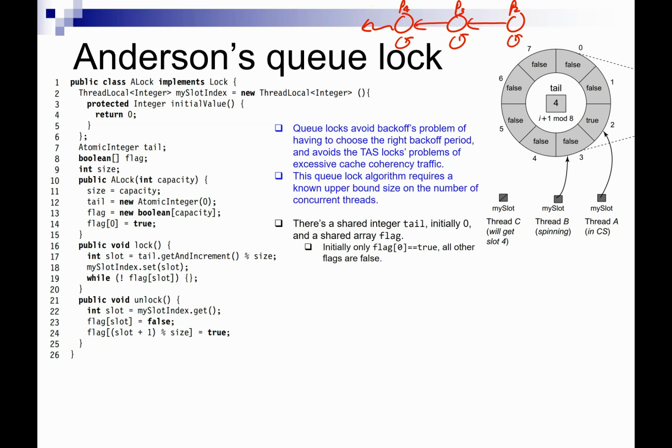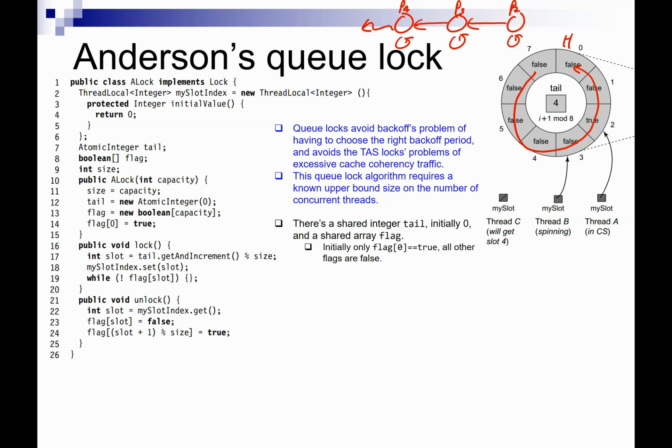Anderson's algorithm implements the queue as an array like this. So this is basically the queue here, and this is like the head of the queue. Initially we have this circular array. Anderson's algorithm requires that you know how many processes want to use the critical section, so you have to have an upper bound. Suppose in our example, we have at most 8 processes that want this critical section. Then you use an array of size 8, a circular array.